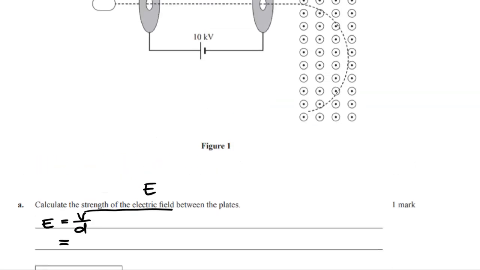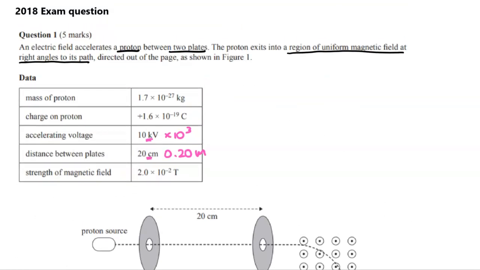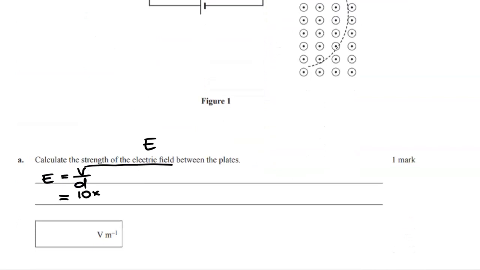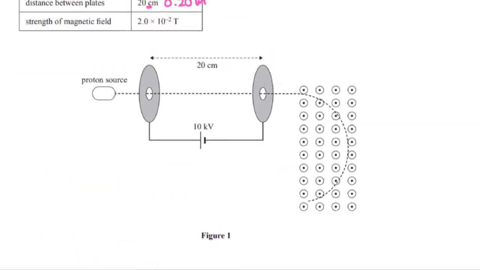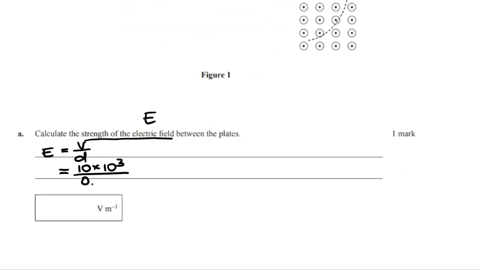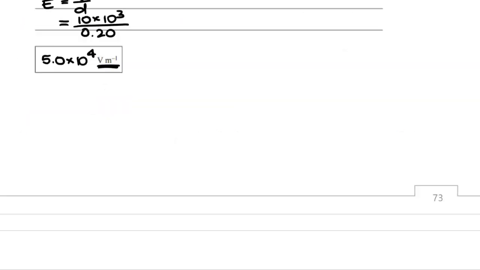So the voltage we were told in this question was 10,000 or 10 kilovolts. So we need 10 times 10 to the 3. And the distance between the plates we're told is 20 centimetres, which we've already dealt with the fact that that needs to be in metres. So 0.20. And that gives us 5.0 times 10 to the 4 volts per metre. Just double check the unit in that box.